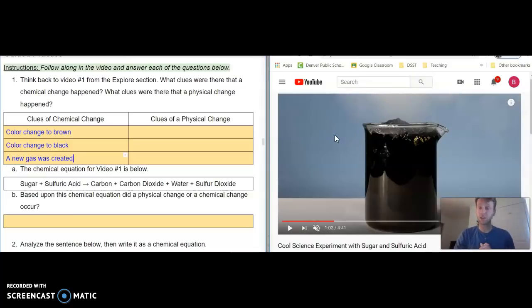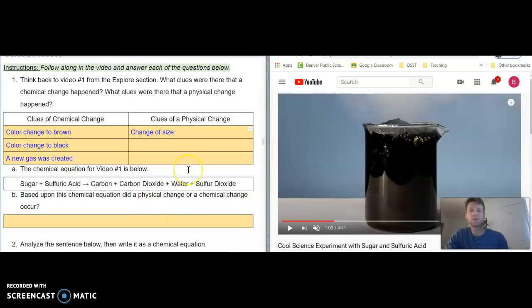Now, there is potentially a clue for a physical change. One thing you might say is, well, it changed size, so that might be a clue that a physical change happened. Okay, that's fine if you want to write that down. So a change of size.